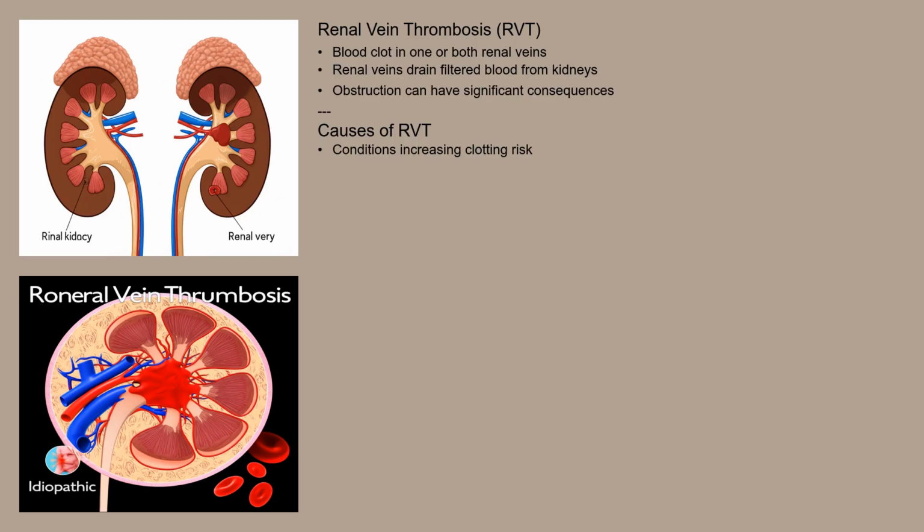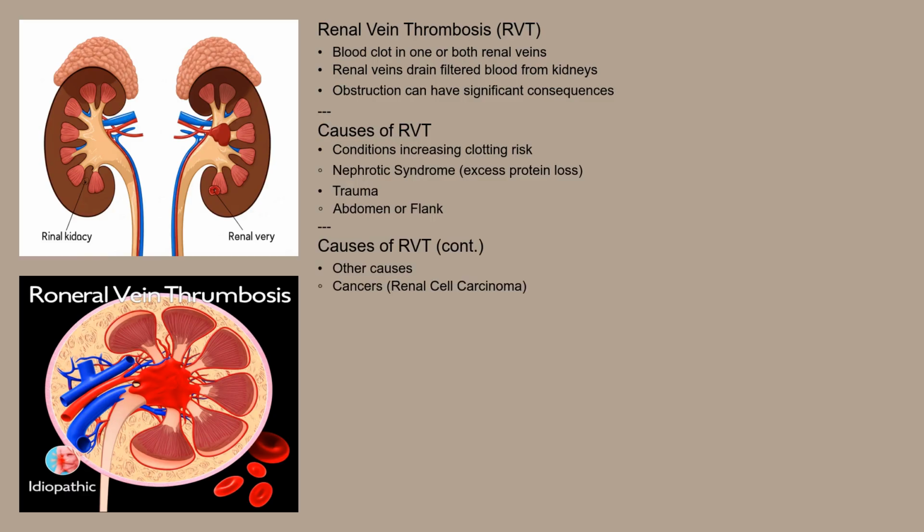Several factors can contribute to the development of RVT. These include conditions that make the blood more likely to clot, such as nephrotic syndrome, a kidney disorder that causes the body to excrete too much protein in the urine. Other potential causes include trauma to the abdomen or flank, certain cancers, especially renal cell carcinoma, infections of the kidneys, pregnancy, dehydration, the use of oral contraceptives, and inherited clotting disorders like factor V Leiden or protein C and S deficiencies. Sometimes RVT can occur without any identifiable underlying cause. This is termed idiopathic RVT.